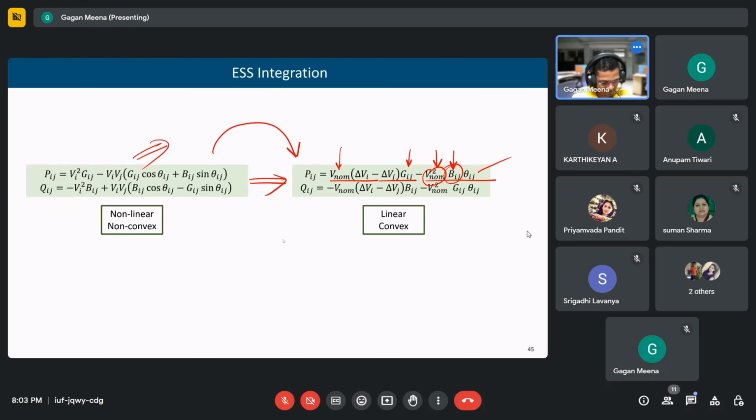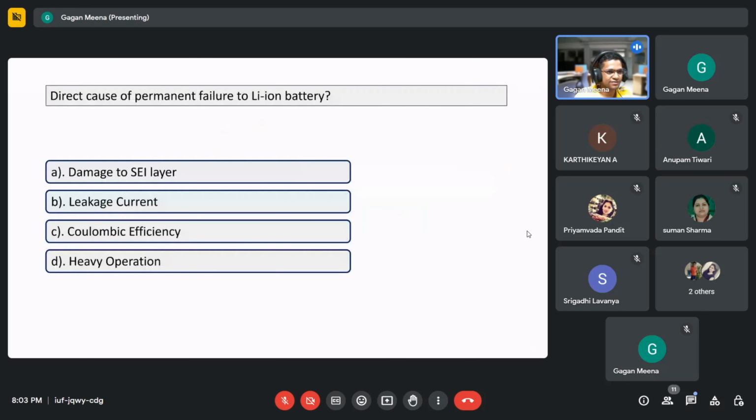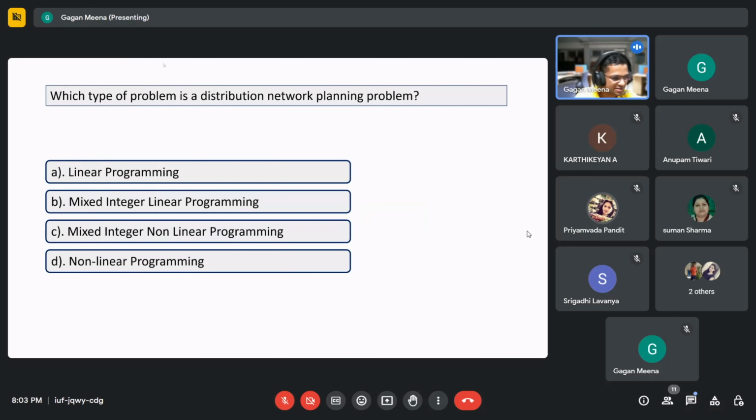Is it fine? Yes. There is one question we'll discuss. So, direct cause of permanent failure of lithium-ion battery. A is the answer? Yes, it's A. Yes, correct. So, yes, this is the question. I think this is the last question. And which type of problem is a distribution network planning problem? We convert it into linear, but originally it is C.